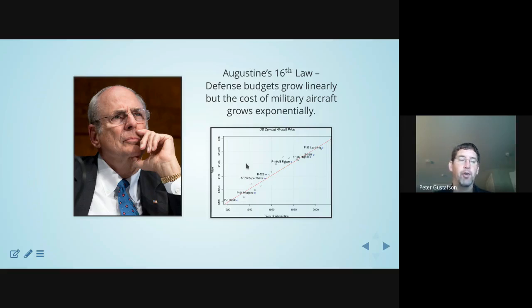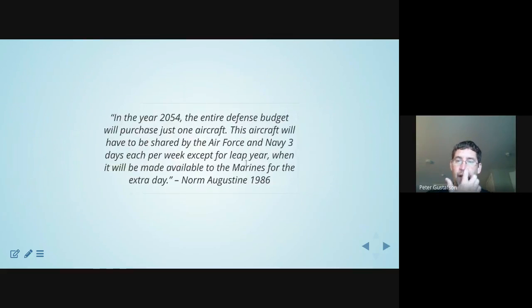Now, why is that a challenge to us as a country? That is that because aircraft are more expensive, we end up having to buy fewer of them. So in the year 2054, following his projection, the entire defense budget will purchase just one aircraft. The aircraft will be shared by the Air Force and the Navy 3 days each per week, except for leap year when it will be made available to the Marines for the extra day. So he made that claim in 1986.